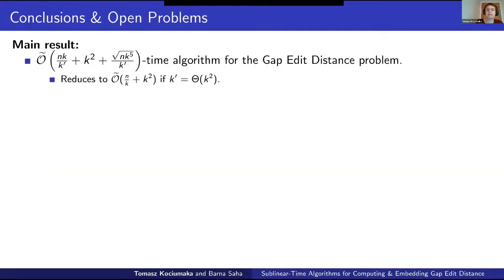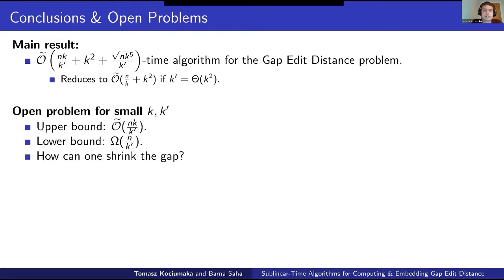So these are the 2 extra results. The main one is our sublinear time algorithm for the gap edit distance problem. Its running time is visible on the screen. It's quite complicated, but for the quadratic gap edit distance setting, it simplifies to n over k plus k squared, ignoring polylogarithmic factors. Despite our work, there is still quite a large gap between known upper and lower bounds. In particular, for the small values of k and k prime, the gap is essentially a factor k gap there.